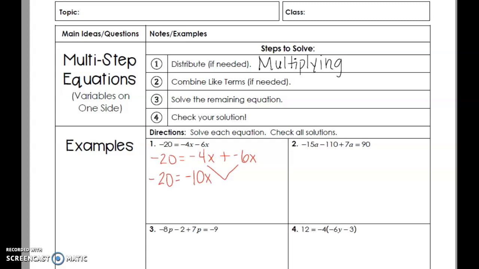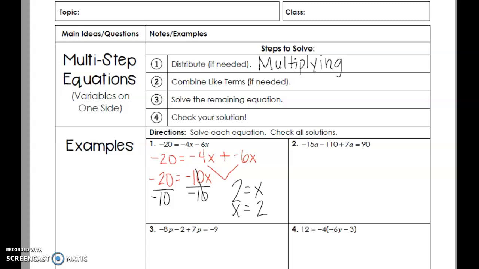The opposite of multiplying by negative 10 is to divide by negative 10. So I'm going to divide both sides of my equation by negative 10. Negative 20 divided by negative 10 is positive 2. So x equals positive 2. Let's look at number 2.